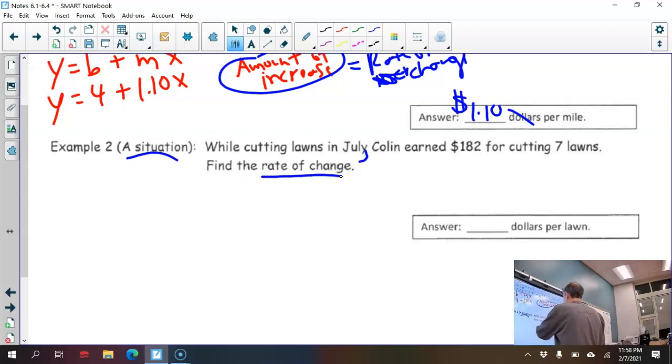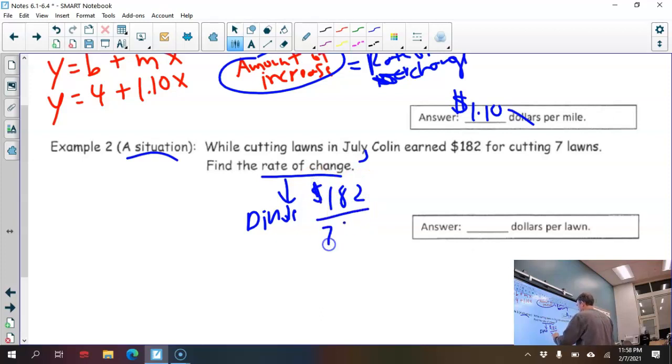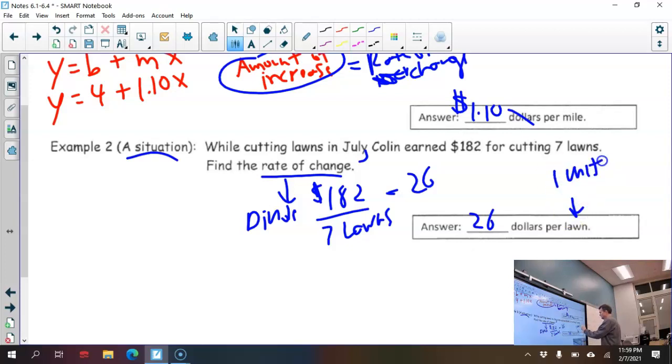So to find the rate of change, I just divide. $182 divided by 7 lawns. 182 divided by 7, I think that is 26. So the answer here would be $26 per lawn, right? 1 unit. We have found the rate of change.